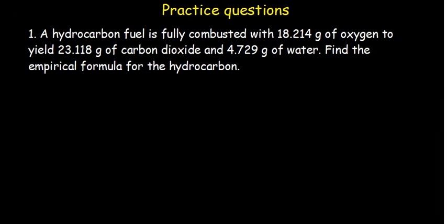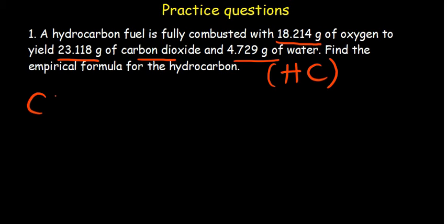So a hydrocarbon fuel is fully combusted. That is our question 1. Question 1 says a hydrocarbon fuel is fully combusted with 18.214 grams of oxygen to yield 23.118 grams of carbon dioxide and 4.729 grams of water. Find the empirical formula for the hydrocarbon. So a hydrocarbon is a compound that is made up of hydrogen and carbon only. So we know we are burning a hydrocarbon, which is CH.